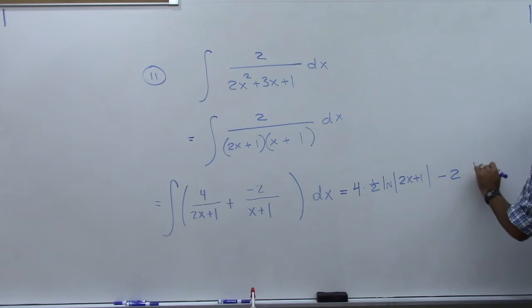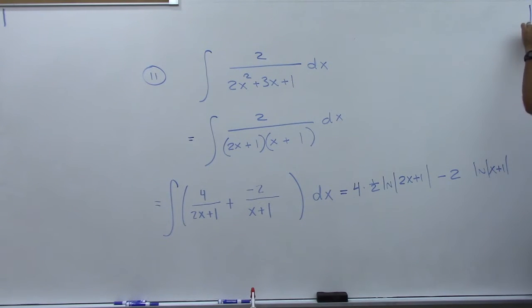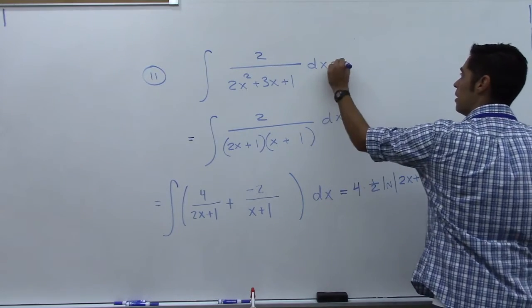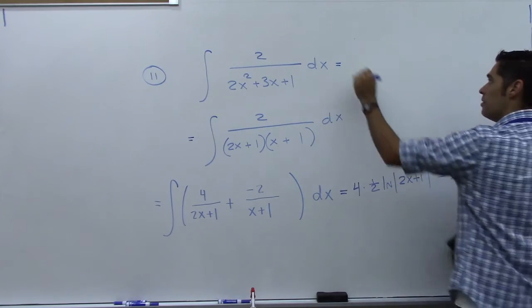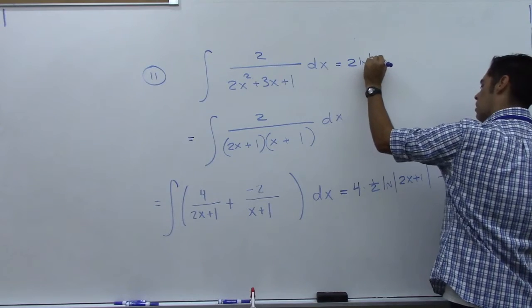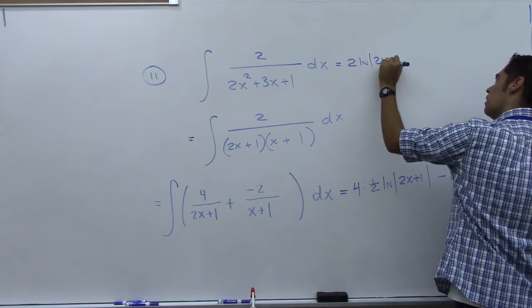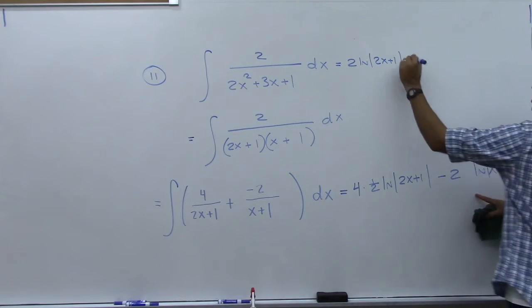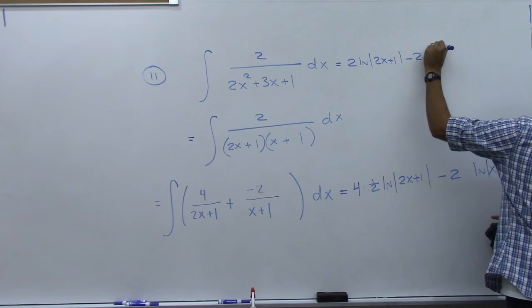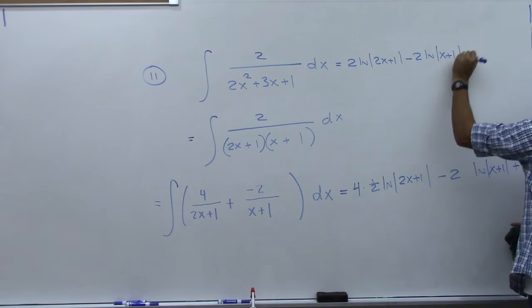I know I have a natural log. I know it's the bottom, x plus 1. Running out of room here. And then plus a constant. I don't have to scale because that's a 1 in front. So my final answer is, let's see, 4 times 1/2 is 2 natural log, 2x plus 1. And then over here, -2 natural log, x plus 1 plus c.